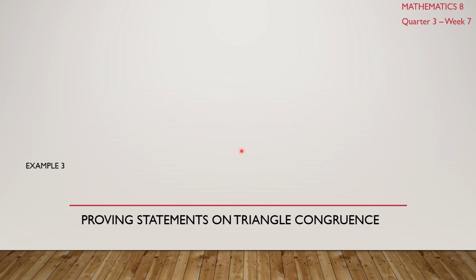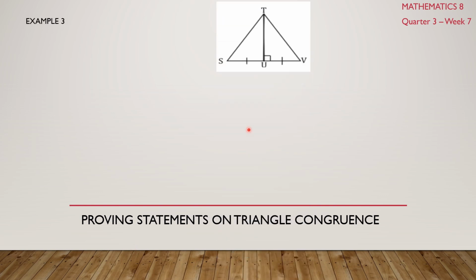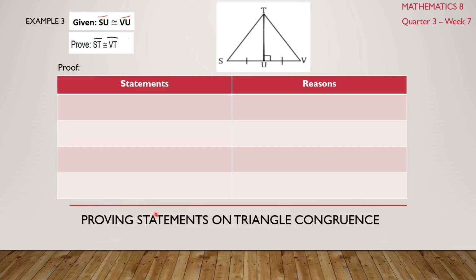So, let's have example number 3. Given this figure and the statement that side SU is congruent to side VU, we need to prove that side ST is congruent to side VT. So again, we will use two-column proving. Our first statement will be side SU is congruent to side VU. So our reason is given.